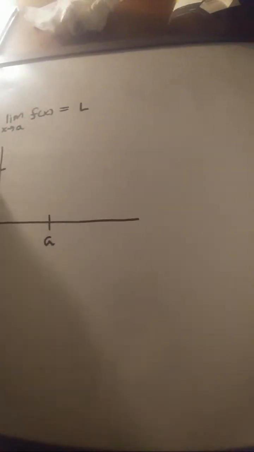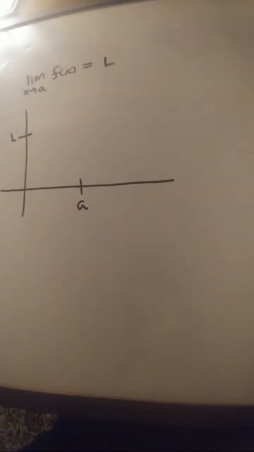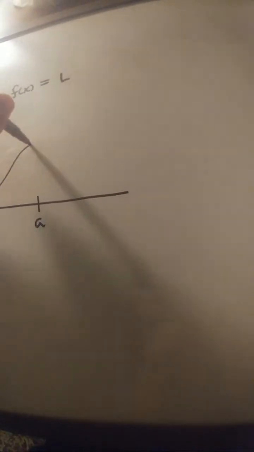So what does this mean? Well, let's draw a little graph to see what we're talking about here. If you do know this already, it might be a good review. So the a, like I said, is our x value, and our L is our y. We could just have any function. Let's just say it's something like this.